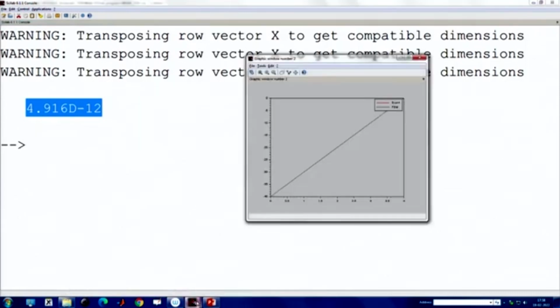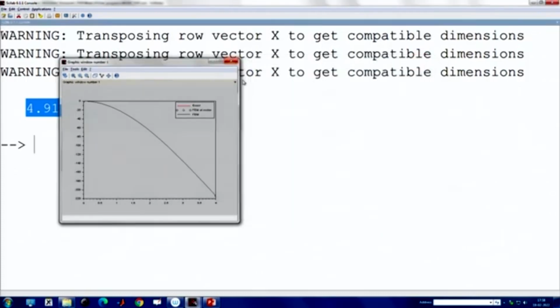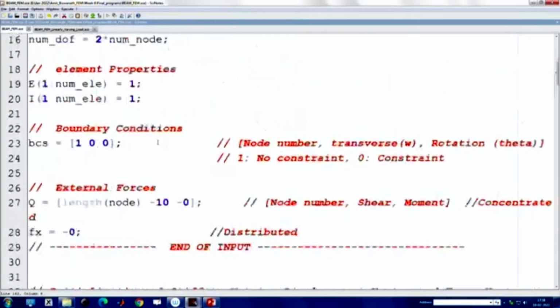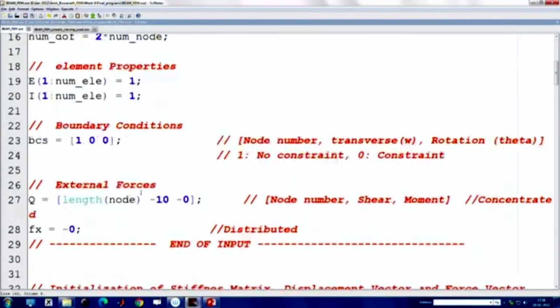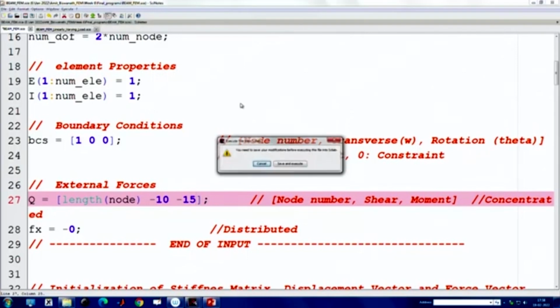Which is again very evident from the figure. We can see that the exact solution and the finite element solution exactly match. Okay. Just by looking at the figure, you cannot differentiate which one is exact and which one is finite element solution. Now, next what we do, add this moment as well in this expression. So, minus 10 kilonewton, and then moment also we can add, say the moment was 15, and then again run it.